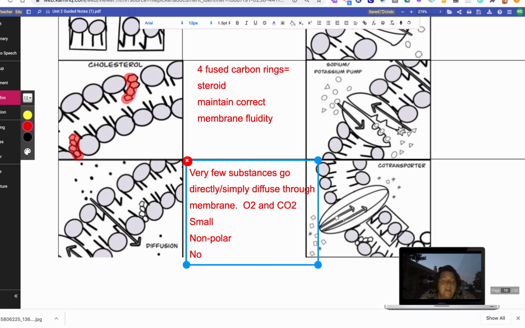So non-charged. These things are going to get through the membrane easily. If it's big, if it's polar, if it's got a charge on it, like ions, like sodium and potassium, it can't. Water is polar, but it's also pretty small, and only small amounts of water can get through. So I'm going to leave it off and just say that our two most important components that can go right through the membrane are oxygen and CO2.